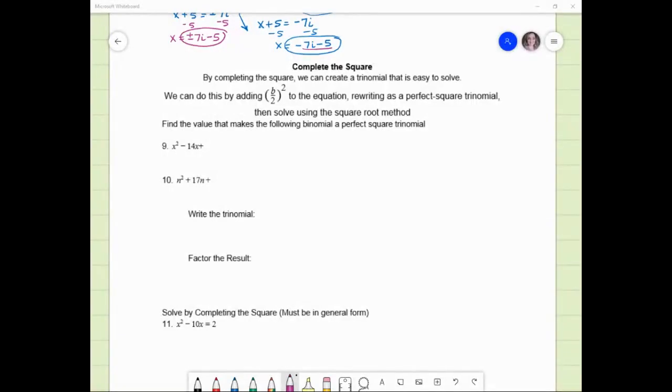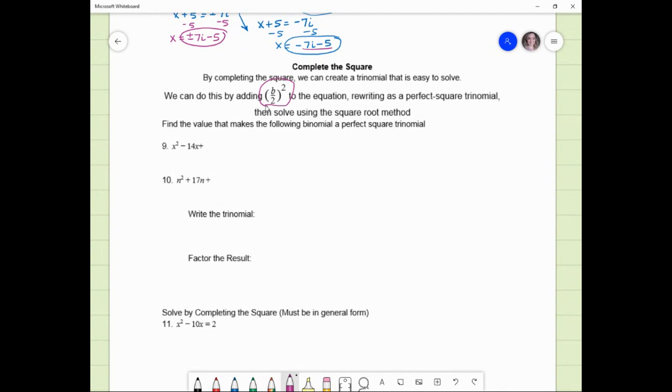Okay, so the square root method brings us into solving by completing the square. Completing the square, we are actually creating a trinomial that's easy to solve. And we do this by using this little equation right here, b over 2 squared. This is going to give us a new constant to be added to our existing trinomial.